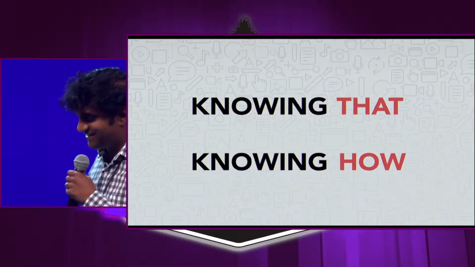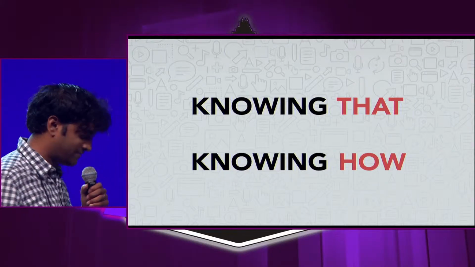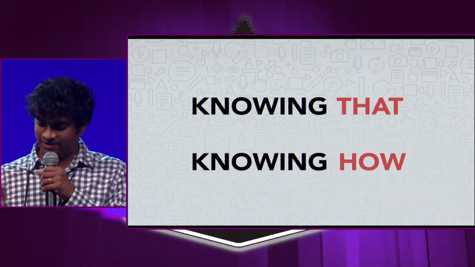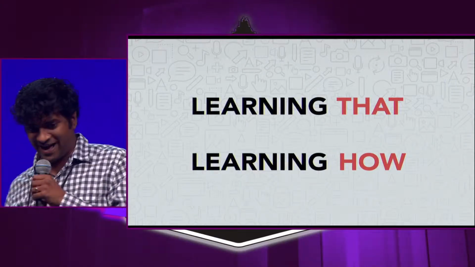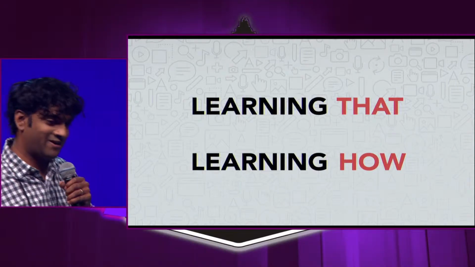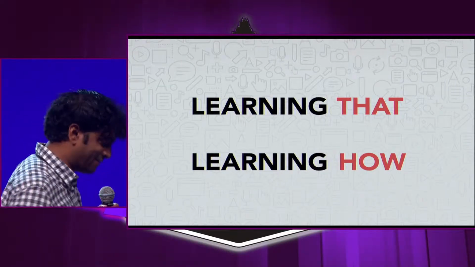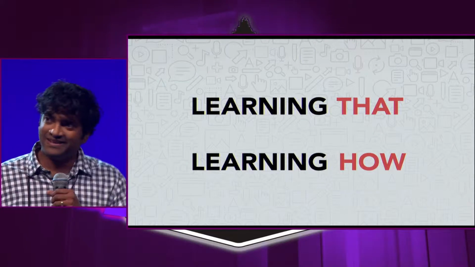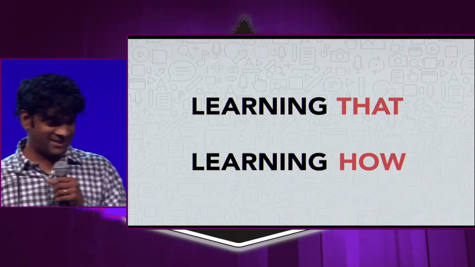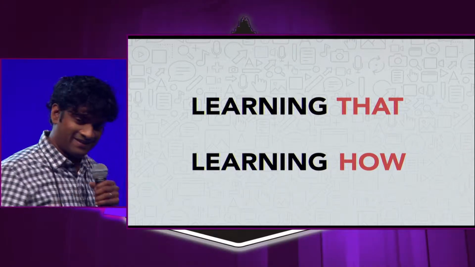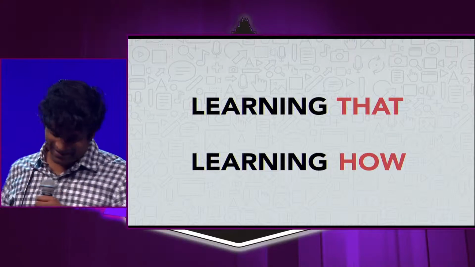So there's knowing that. I know that I'm in Austin. There's knowing how. I know if I click a button, something is going to happen. There's learning that. Maybe I learned that I'm in Austin because I saw a sign, or learned how to read a map, or some other information was fed my way. There's learning how. Maybe I've clicked things like this before and stuff has happened. And maybe that's how that procedure has gotten ingrained in my mind.